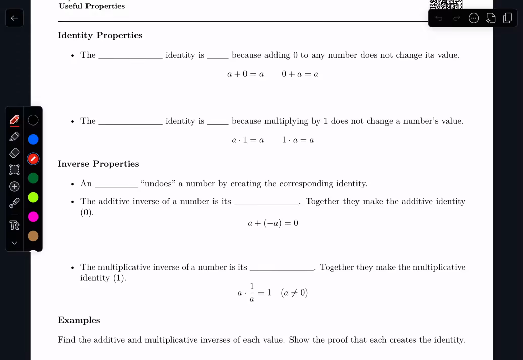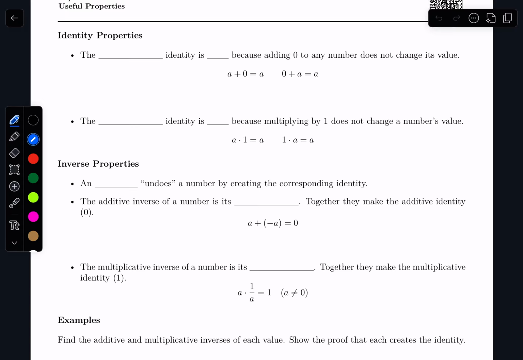A lot of these you have probably used without actually realizing you were using them. So we're going to formalize it by putting the name to the operation now. So starting off nice and easy with identity properties. An identity is essentially something that does nothing, right? So for addition and multiplication, we will have an identity for each. We're going to start with addition.